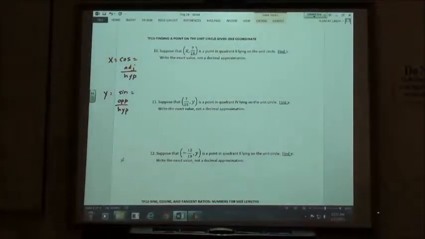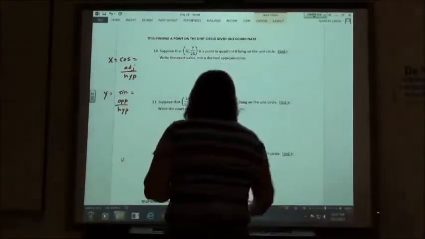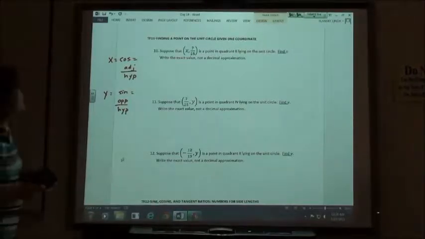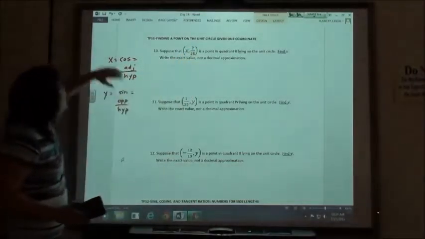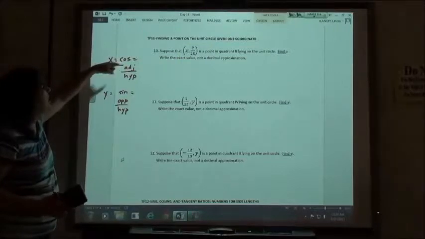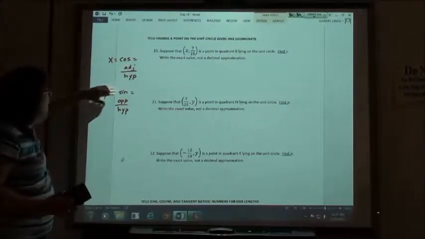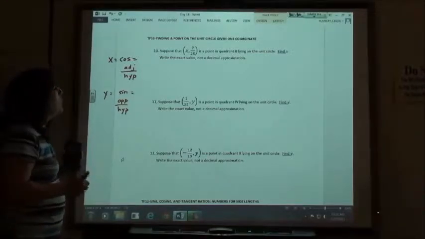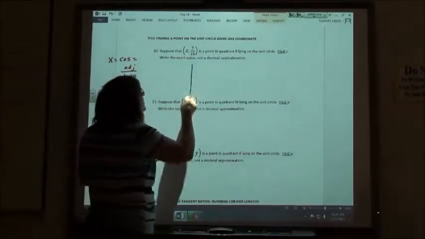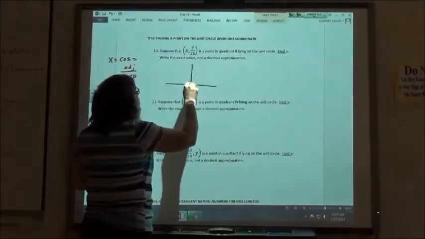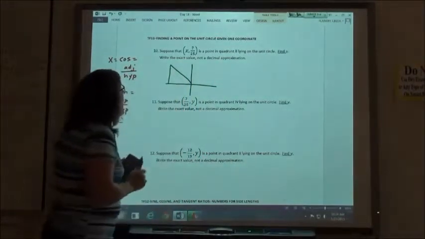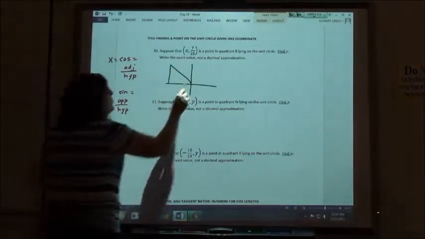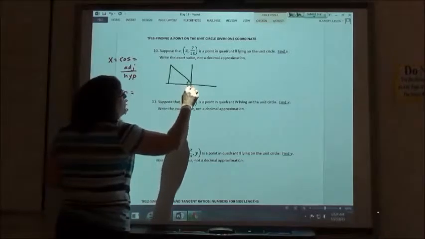So the next ones now, they're going to give us the coordinates and tell us which quadrant we're in, and they want us to find the x or the y value. So again, on my coordinates, the x is the cosine, so the adjacent over the hypotenuse. The y is the sine, so opposite over hypotenuse, kind of like on those previous ones we had. So what we want to do is sketch this. We have a point in quadrant 2, so it goes this way.